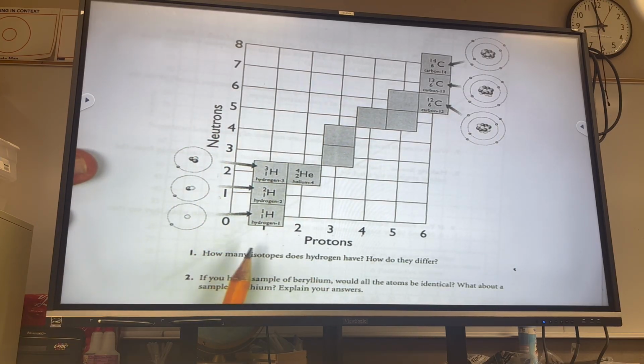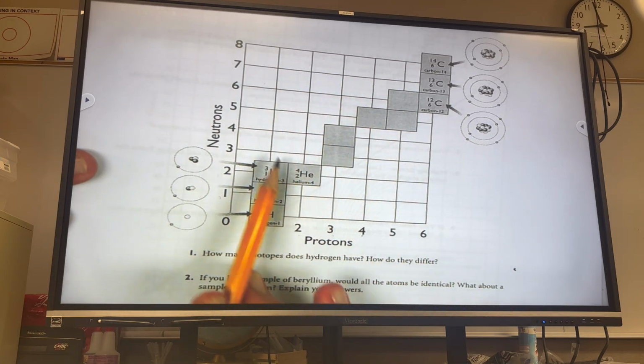All right, and so we're filling in, and they've already done hydrogen and carbon and helium for you. And they've put in hydrogen can have 1 proton and 0 neutrons. So that's what this square is about. And then they drew a Bohr model for you here. So it has 1 proton, 1 electron, right?